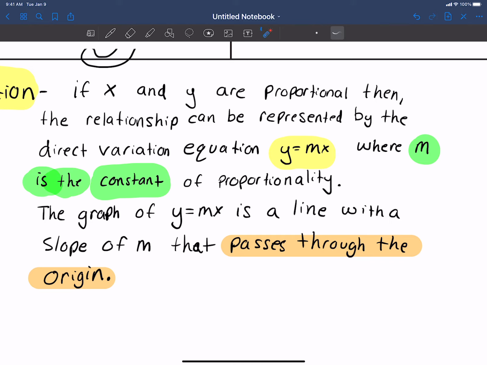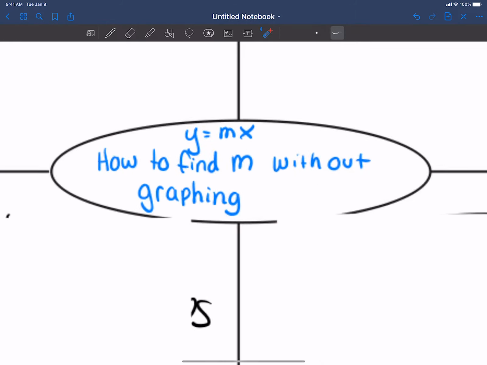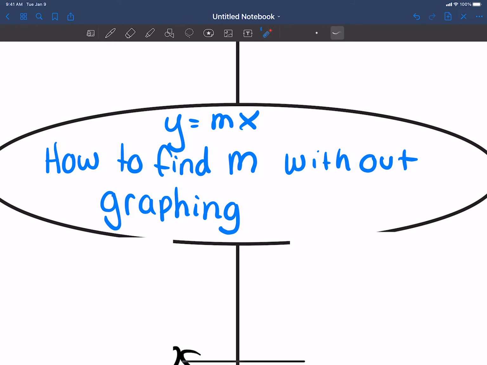Okay, you ready? Now, on your graphic organizer in the center, please write this. Y equals mx. Remember, you're going to have to use your nice little handwriting. Y equals mx. How to find m without graphing? What is m again? The slope. M is slope.